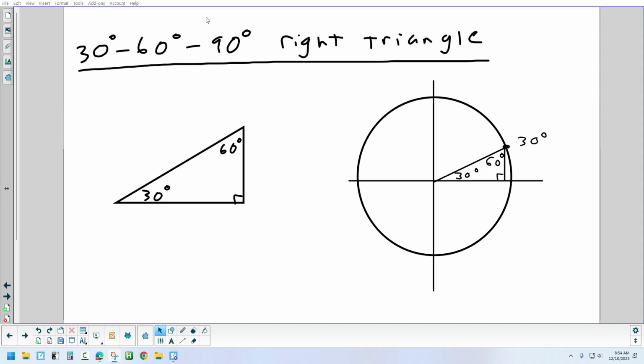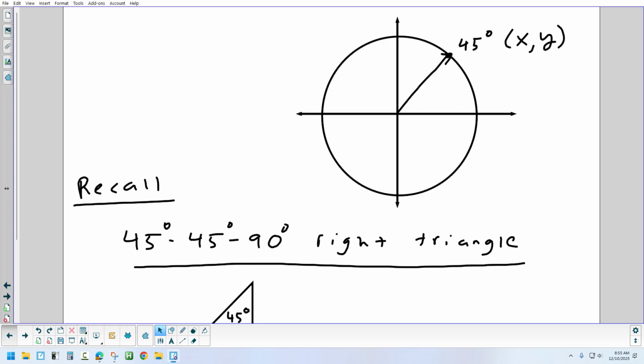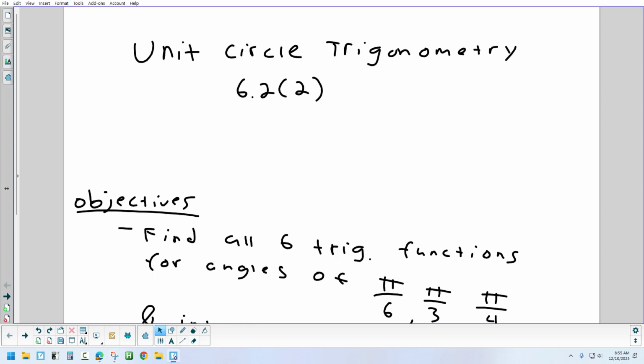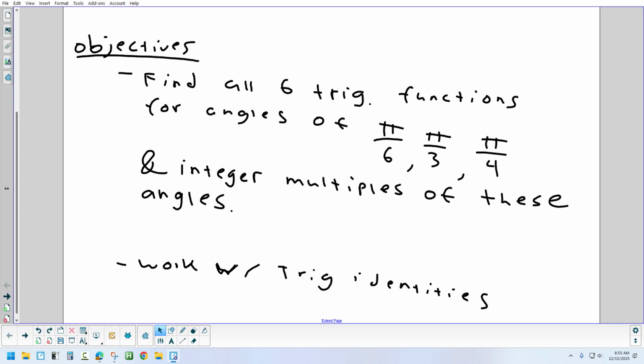Right. So yesterday we were in the middle of looking at angles that are not the quadrantal angles. So we started by looking at the 45, 45, 90, figured out the coordinate for it. Someone remind me, what was the coordinate for a 45-degree angle? Yep, Jackson. Rad 2 over 2, rad 2 over 2. Yep, so that's the coordinate for 45.